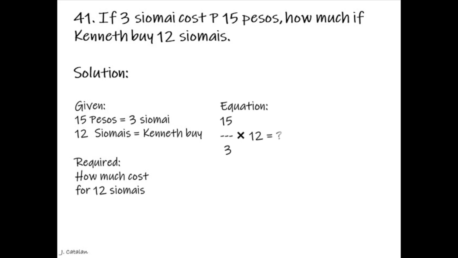Equation. 15 over 3 multiplied by 12 is equal to 15 divided by 3, which is equal to 5, multiplied by 12. The result is equal to 60.